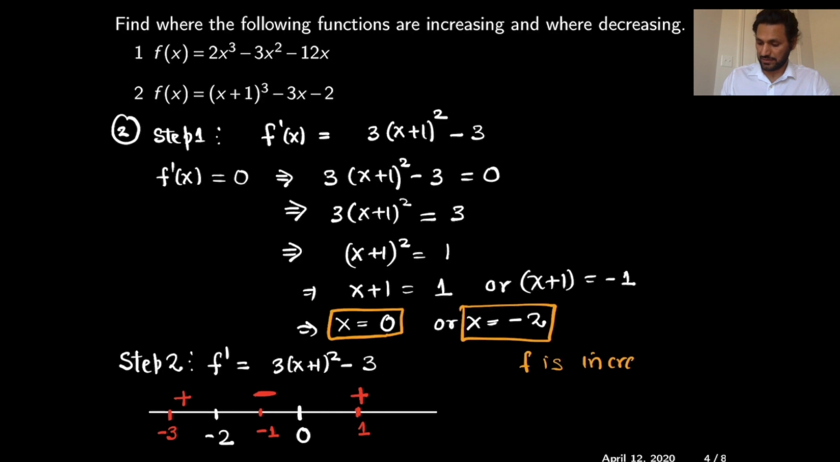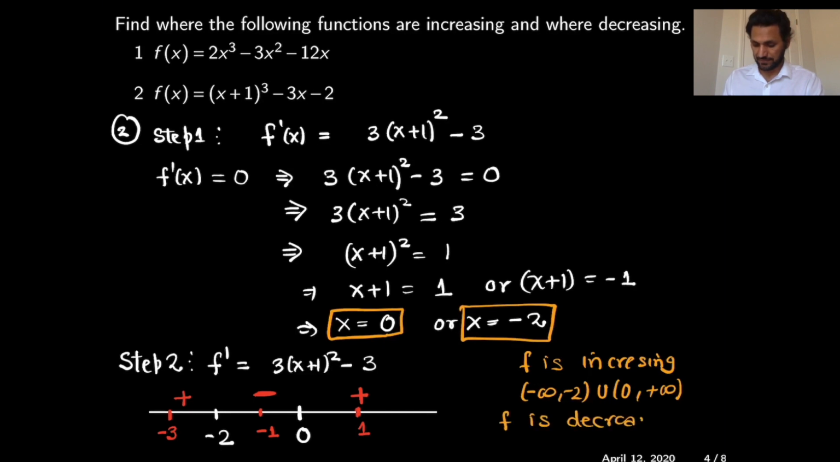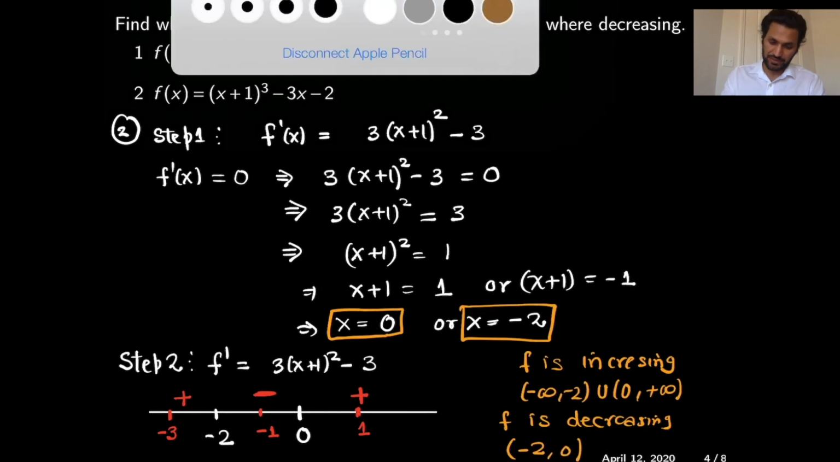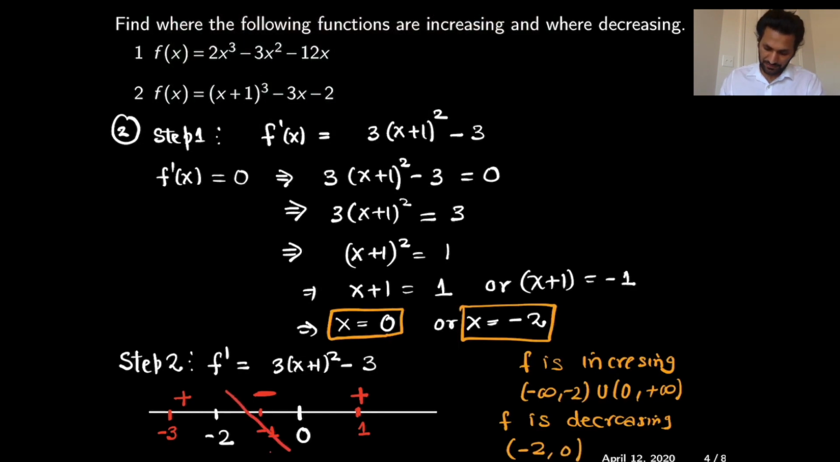F is increasing on that interval -infinity to -2 union 0 to positive infinity, and f is decreasing on that interval -2 to 0. So simply, basically the negative interval gives you decreasing, and the positive interval gives you the function is increasing.